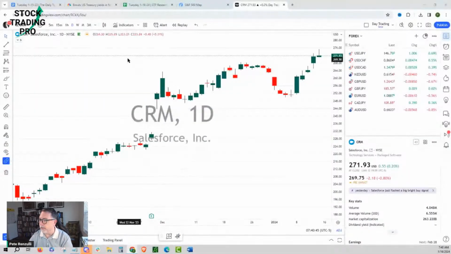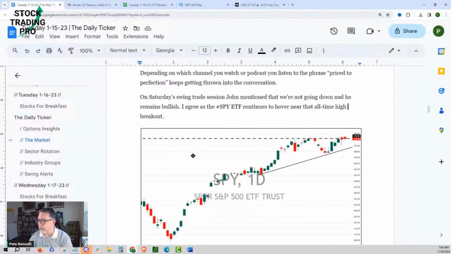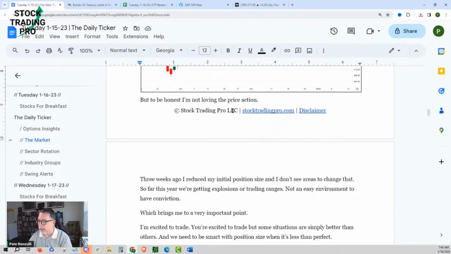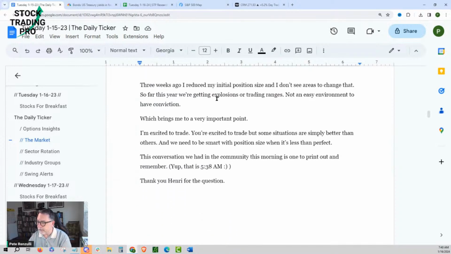That's the point I want to get across right now, and this is the lesson I want to walk you through. This is actually from this morning. I agree with John, and we're going to get into John's breakdown in just a second. But to be honest, I'm not loving the price action. Three weeks ago, I reduced my initial position size, and I don't see areas to change that. So far this year, we're getting explosions or trading range, which is not an easy environment to have conviction.